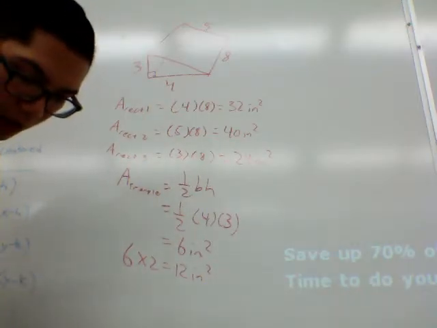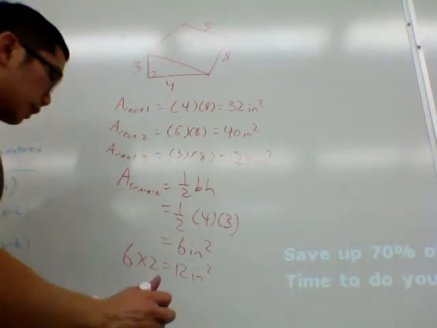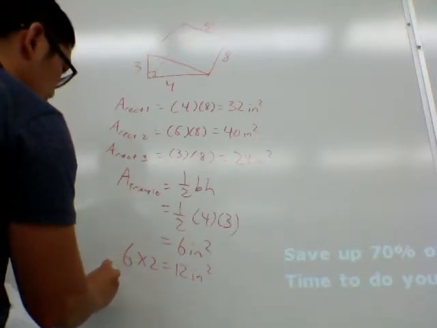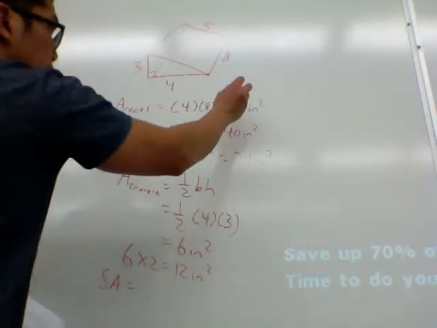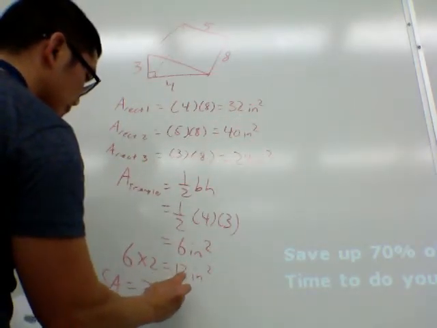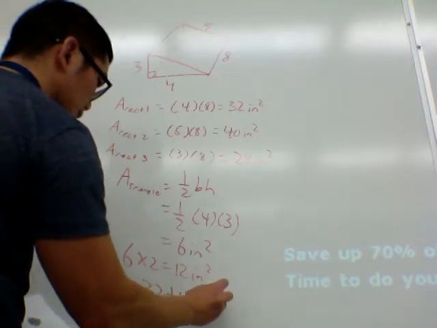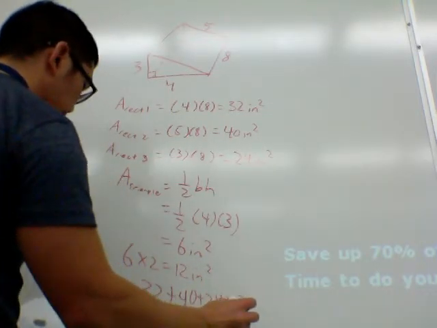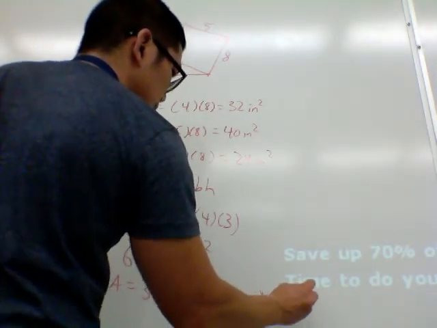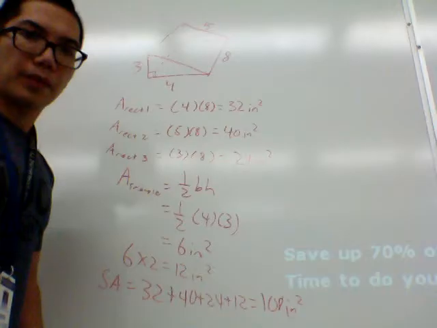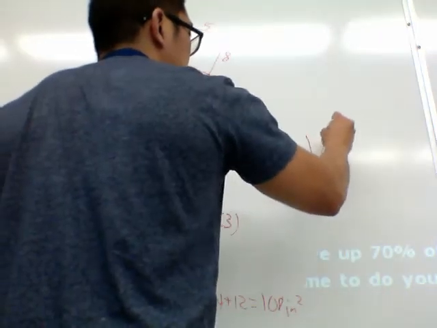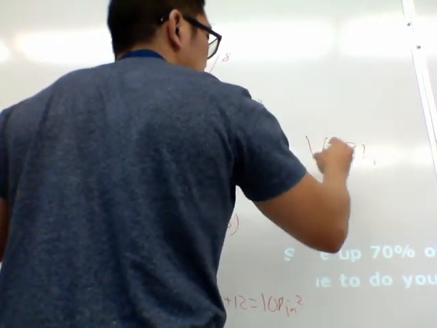Okay? And then so to find the total surface area, I am going to add everything together. The surface area is equal to 32 plus 40 plus 24 plus 12. And that gives me 108 inches squared. Okay. Now volume is big B times height.